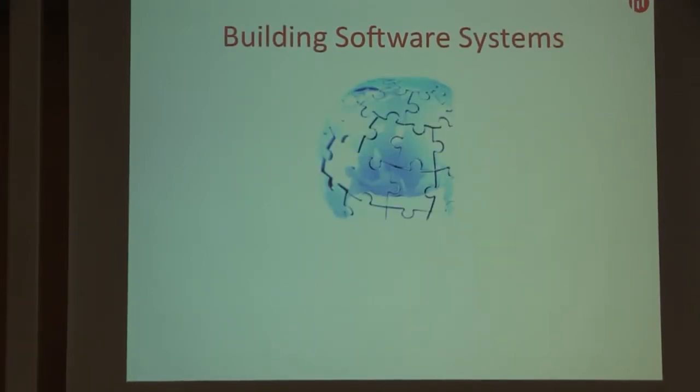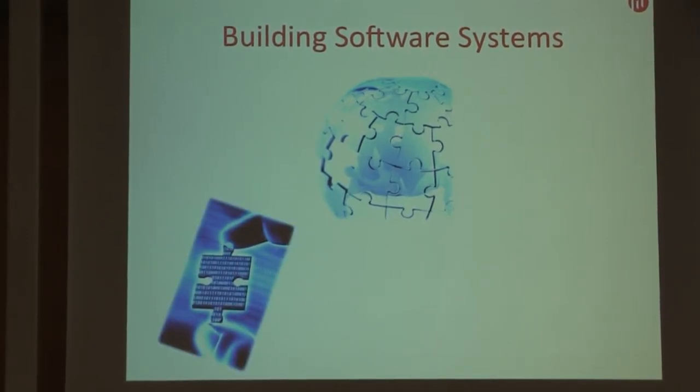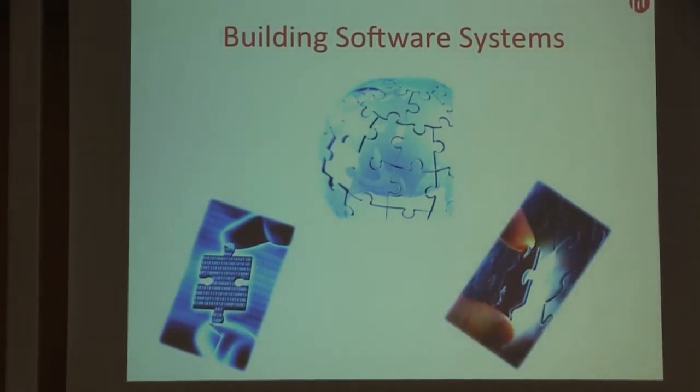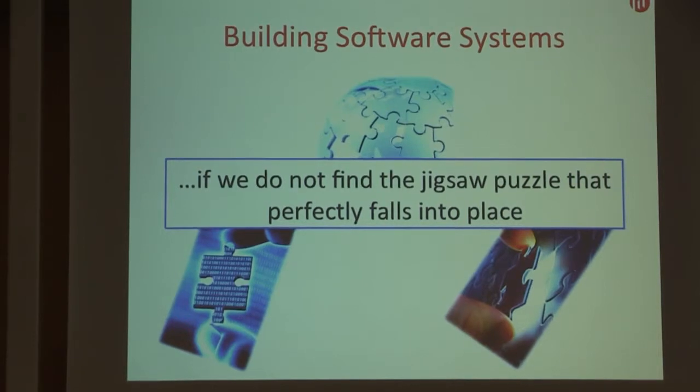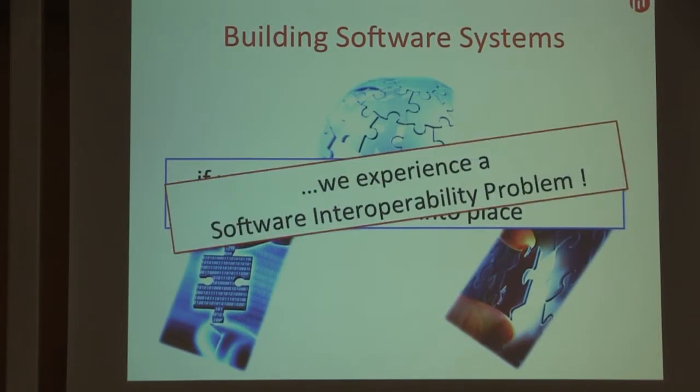But how do we build software systems? You can imagine that it is like when we are building a jigsaw puzzle and putting all the pieces together. And the important things here are to find exactly the pieces of software we need to put together and to let them fall in the right place. Then, what happens if we do not find the jigsaw piece that perfectly falls into place? Well, we experience a software interoperability problem.